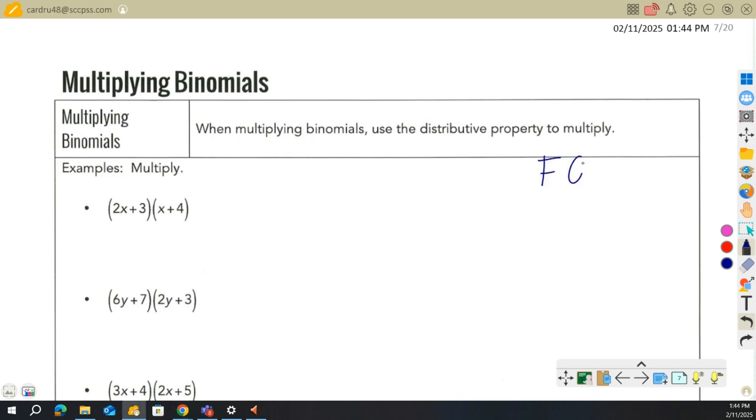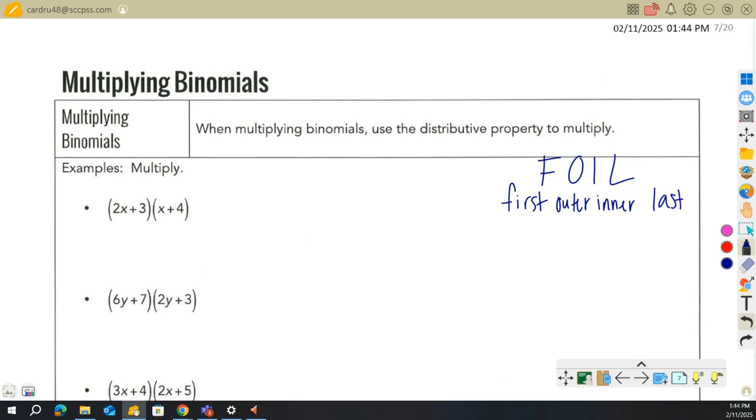It is FOIL. And what FOIL tells me is the order to multiply. So F is for first, O is for outer, I is for inner, and L is for last. And it just tells me which terms to multiply with which to make sure I'm getting them all done. So I'm going to show you one of two ways to multiply these together. I'm going to start with FOIL.